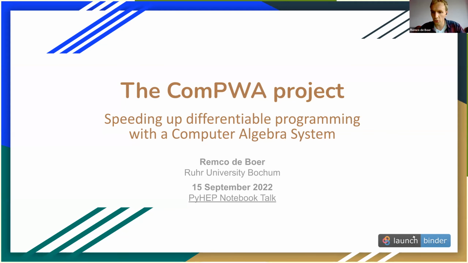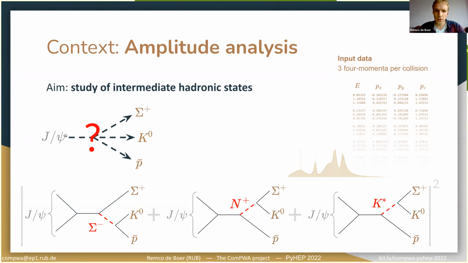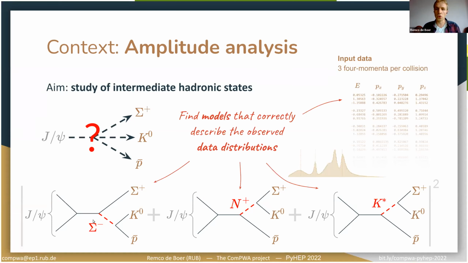But before I go into the notebook itself, and before we look at the code, a bit of background. As I said, I come from the world of amplitude analysis, and generally the problem that we try to tackle is that we want to know what happens in between some initial and the final state. We're interested in what kind of intermediate hadronic states could be there. So if we have this J psi decay into sigma k p bar, we hypothesize that there could be 3 different kinds of subchannels. And each of these subchannels can then have several resonances of different spin, angular momenta and energies. And the challenge now is to find models that most accurately describe the distributions as we see them.